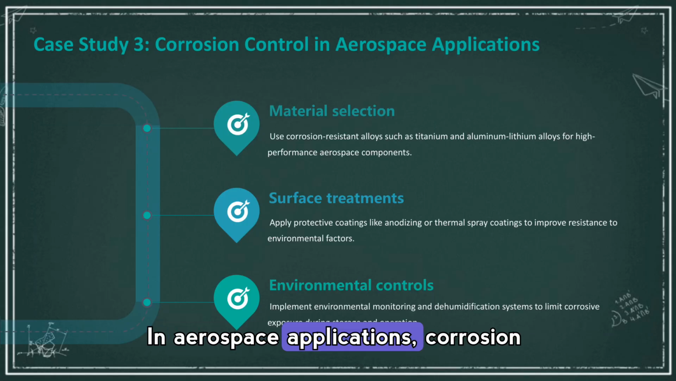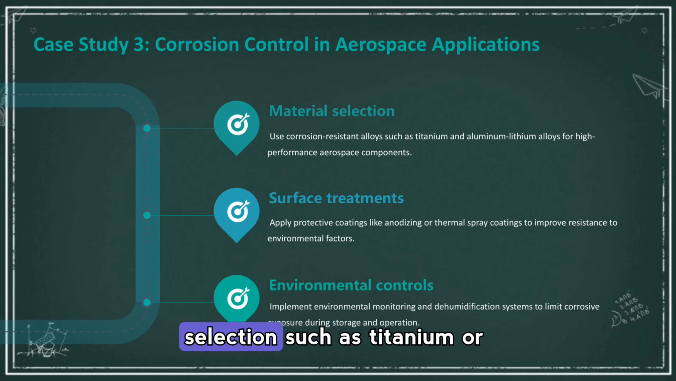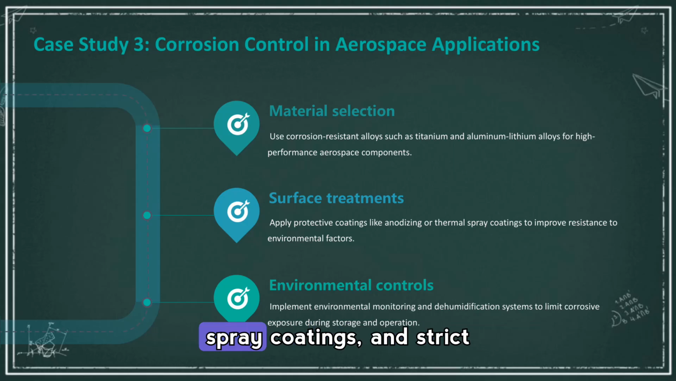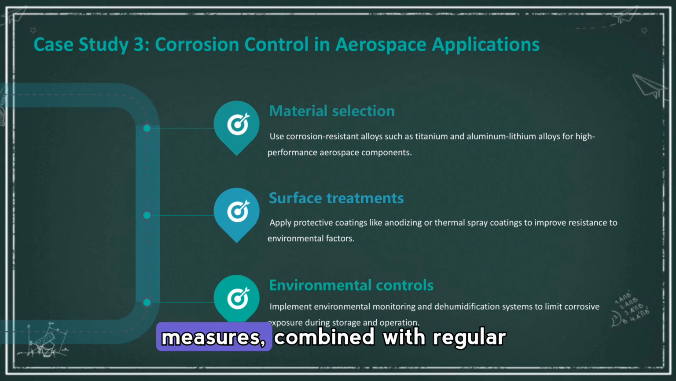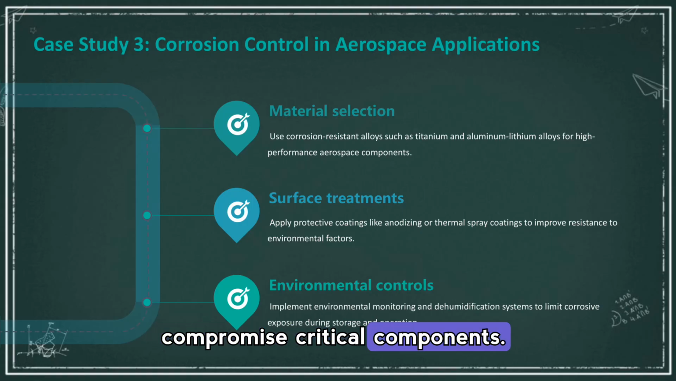In aerospace applications, corrosion control relies on careful material selection, such as titanium or aluminum lithium alloys, surface treatments like anodizing or thermal spray coatings, and strict environmental controls during storage and operation. These measures, combined with regular monitoring, reduce the risk of localized corrosion that could compromise critical components.